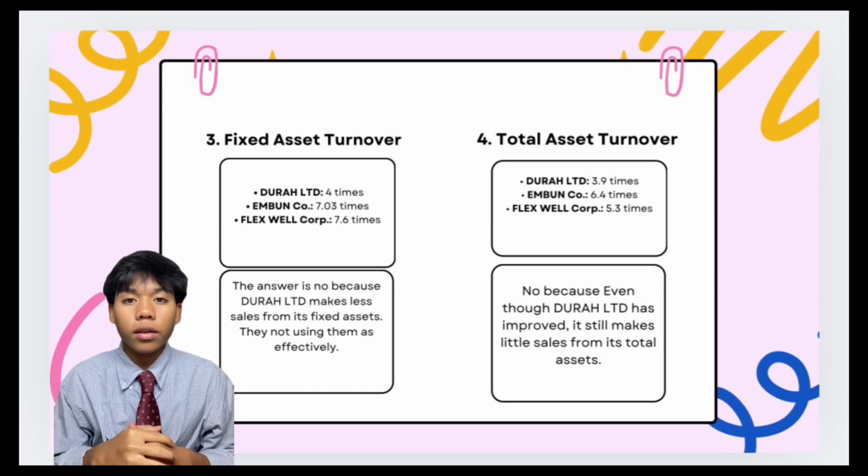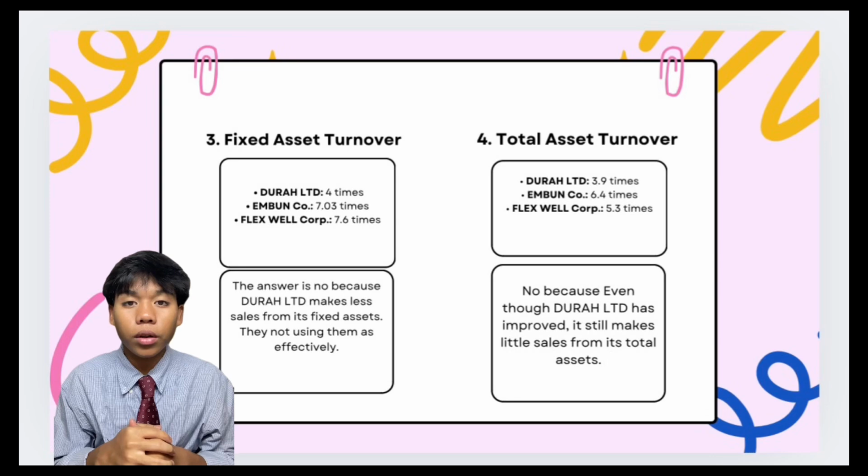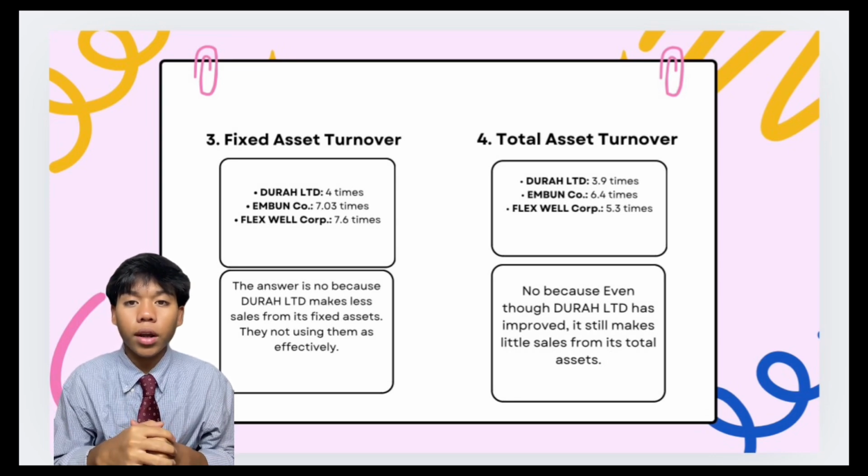For total asset turnover, Dura Ltd has 3.9 times, Umbun Core leads with 6.4 times and Flexwell Corp follows with 5.3 times. Although there has been improvement, Dura Ltd is still behind in generating sales from its total assets, so the answer is still no.